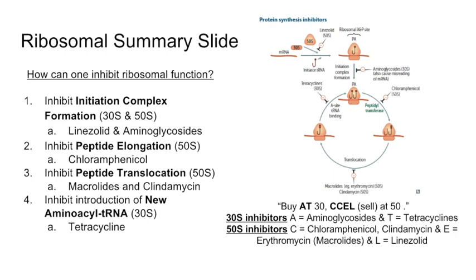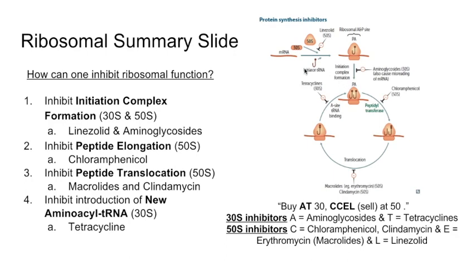So if you think about it, how do we inhibit the ribosome function? First the 30S comes with the 50S, and then you have the initiation complex, and after that you get peptide elongation, and then you get peptide translocation, and then the cycle keeps going until you make the protein. So you can intervene in every step of this process to inhibit the ribosomes from making proteins.